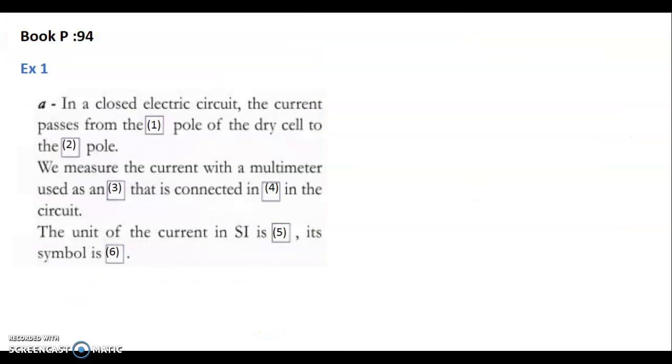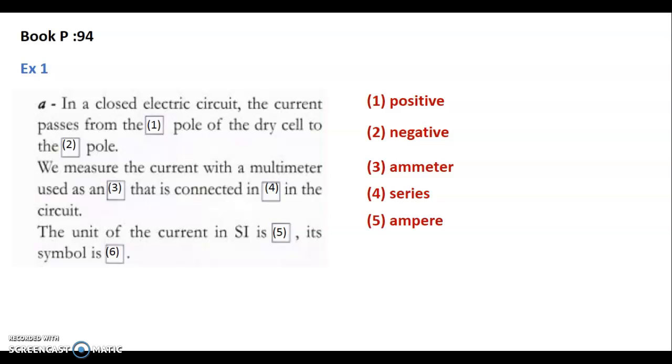Exercise. In a closed electric circuit, the current passes from the positive pole of the dry cell to the negative pole. We measure the current with a multimeter used as an ammeter that is connected in series in the circuit. The unit of the current in SI is ampere, and its symbol is capital A.